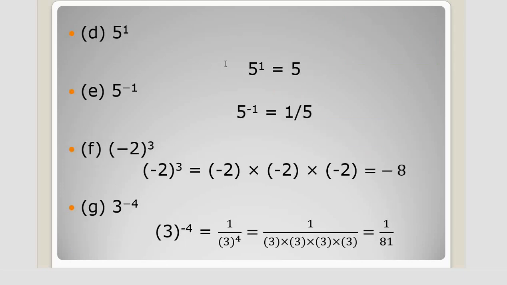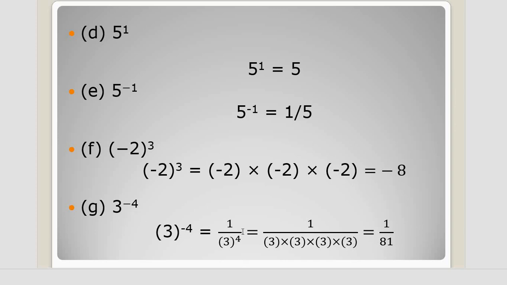Now 5 power 1 is 5. There is a 1 here which we do not write. Only in special situations we write it. 5 power minus 1 means it will come down: 1 divided by 5. Minus 2 whole cube. We say whole because the minus 2 is in the bracket. Minus 2 into minus 2 into minus 2, 3 times. Now minus into minus is plus, plus into minus is minus, so the answer is negative. 2 into 2 into 2: 2 into 2 is 4, 4 into 2 is 8.